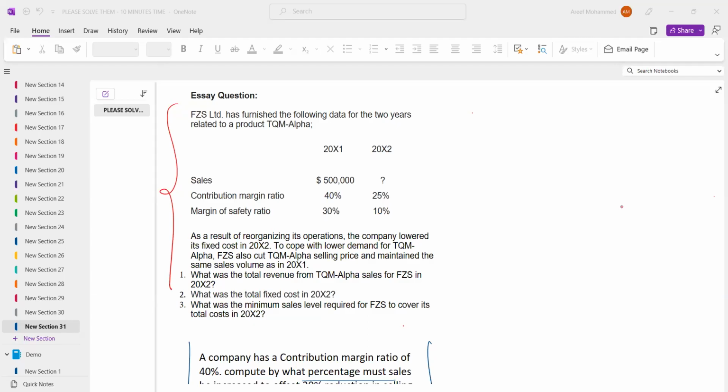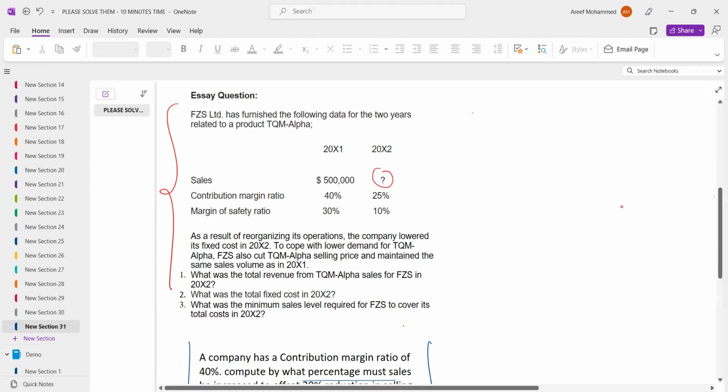Okay. This question. FZS has furnished the following data for the 2 years, 20x1 and 20x2. Sales 500, year 2 unknown. Contribution margin ratio 40% and 25%. Margin of safety is 30% and 10%. As a result of reorganizing its operations, the company lowered its fixed cost in 20x2.